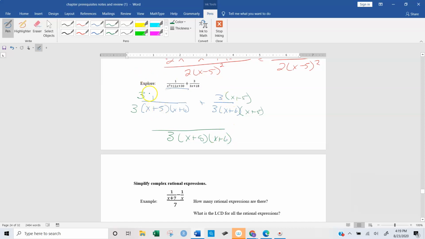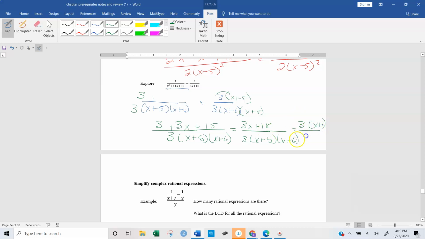And your numerator, let's just do this math while we're at it. So that's 3 plus, let's do your distribution, 3x plus 15. So this gives us 3x plus 18 in the numerator over 3 times x plus 5 times x plus 6. But the numerator I can factor out a 3. I don't know if it will help us, but let's check. So if we factor out a 3, we have an x plus 6.